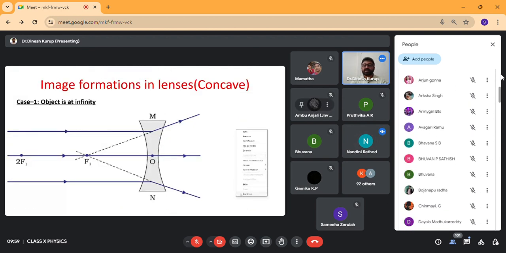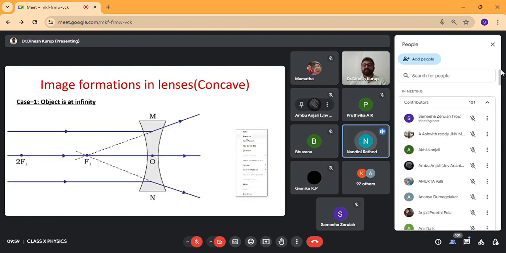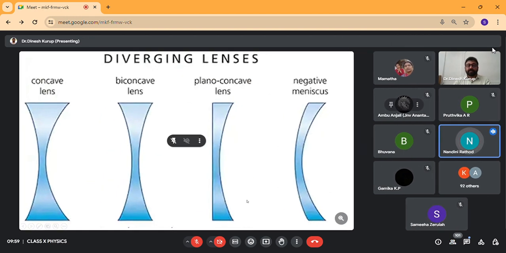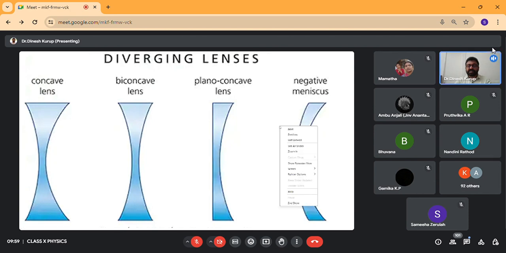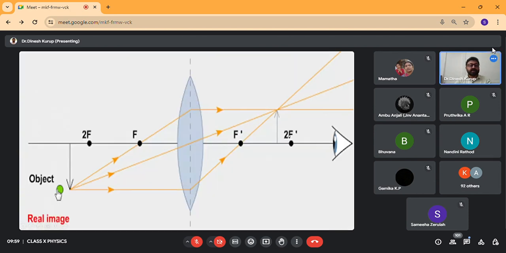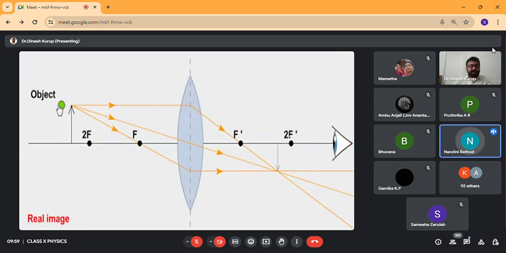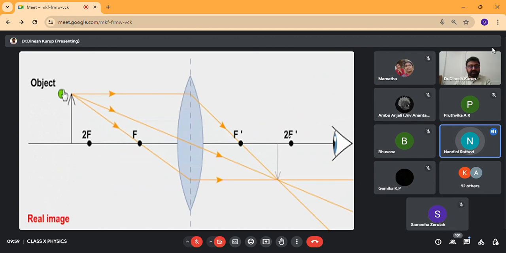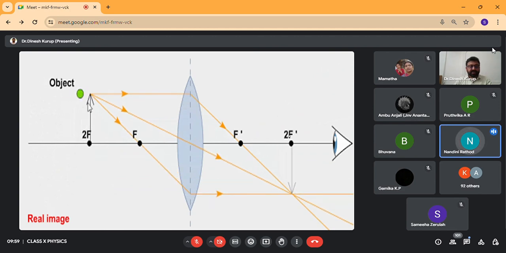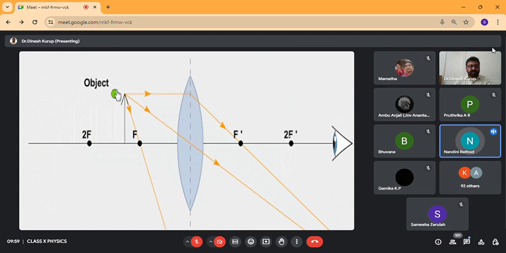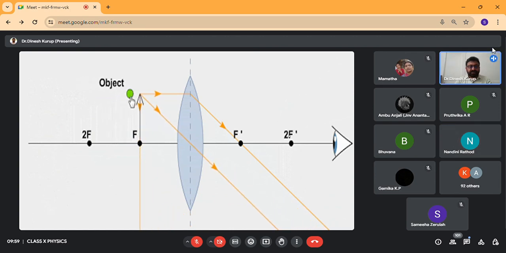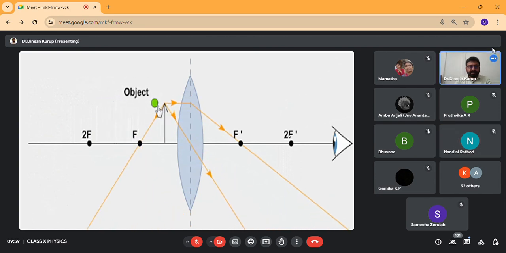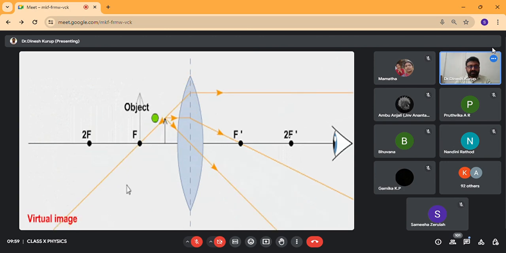Where should an object be placed so that a real and inverted image of the same size could be obtained in a convex lens? I didn't get it properly, once again. Sir, where should we place an object so that the real and inverted image are the same size?